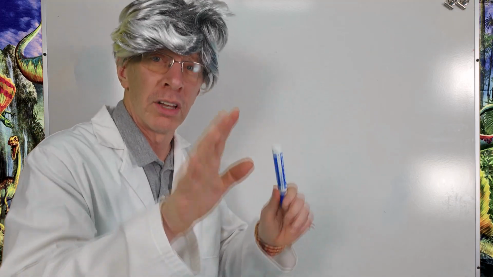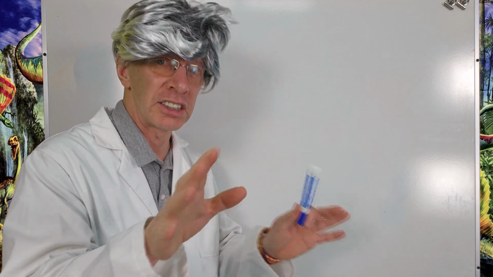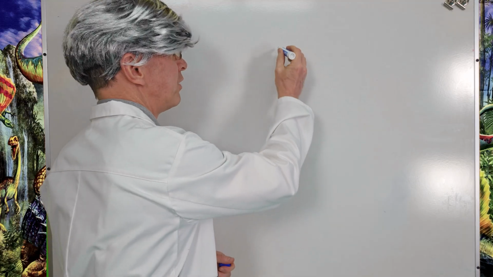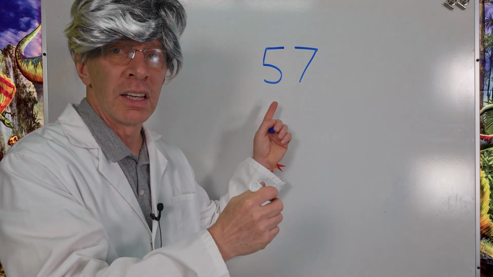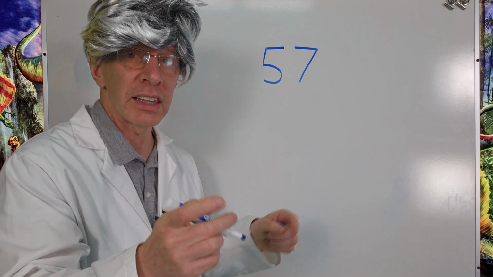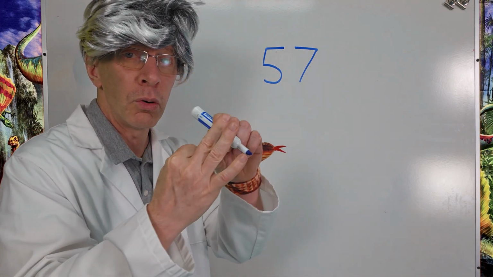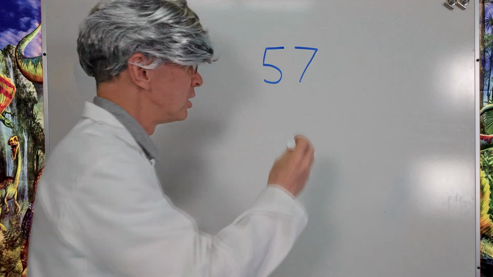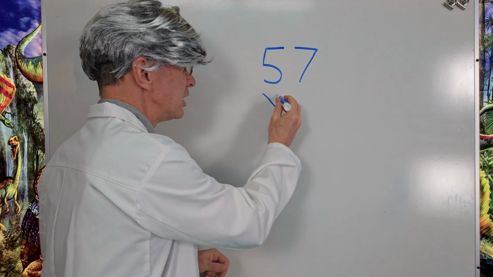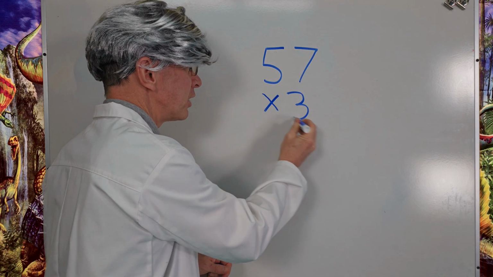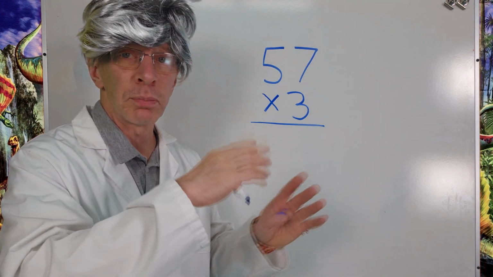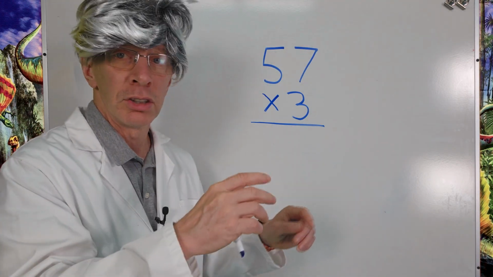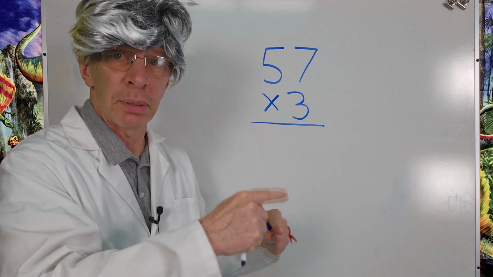So we have 57 trees that this dinosaur usually eats, correct? Correct. Okay, so I write 57 right here. Now we need to multiply that times 3. So I put the multiplication sign here and 3. If I'm going too fast for you, just pause the video. If I'm going too slow for you, just speed it up.